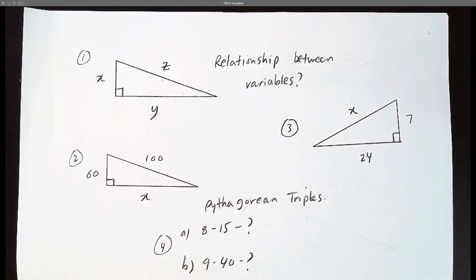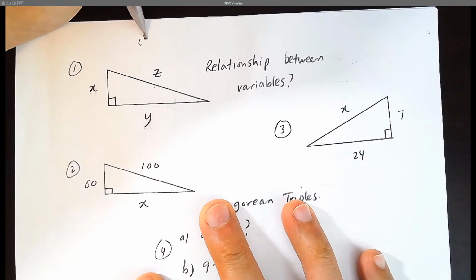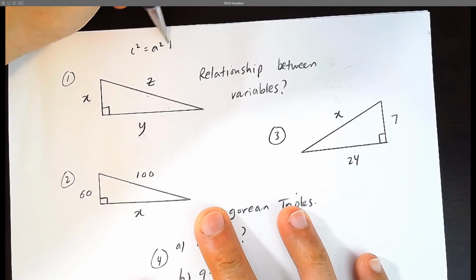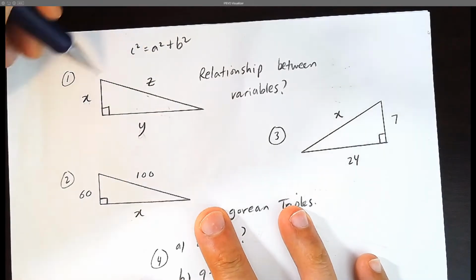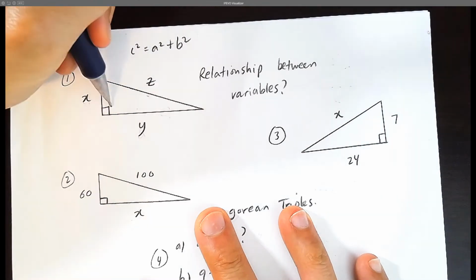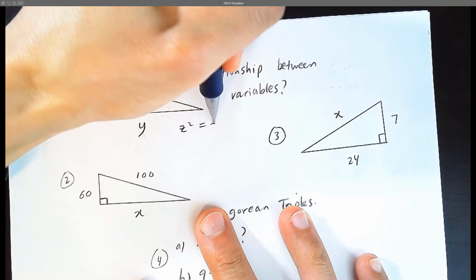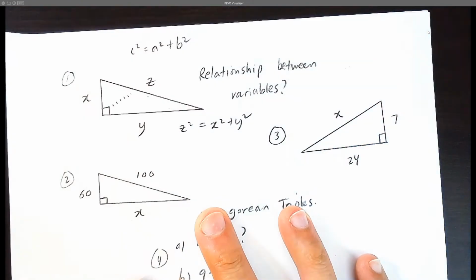Let's try some more Pythagorean theorem problems. What's the relationship between the variables? We're used to saying that the hypotenuse, c squared equals a squared plus b squared. But in this case, we're dealing with different variables, x, y, and z. The hypotenuse is always across the right angle, so here, z squared equals x squared plus y squared.